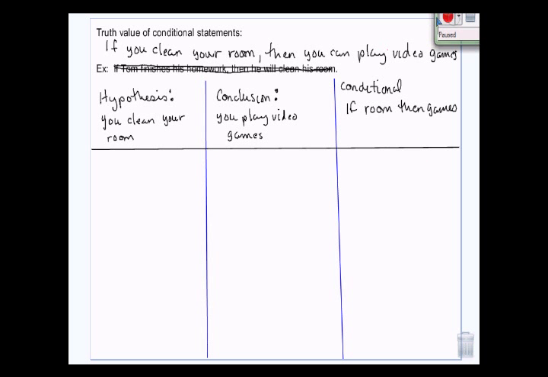Okay. So we need to figure out when this conditional statement is true. Let's say my son cleans his room. Well, then I say, okay, cool, go play video games. So he cleaned his room, and he gets to play video games. So that's true. The room is clean, and games are played. So the whole thing is true.